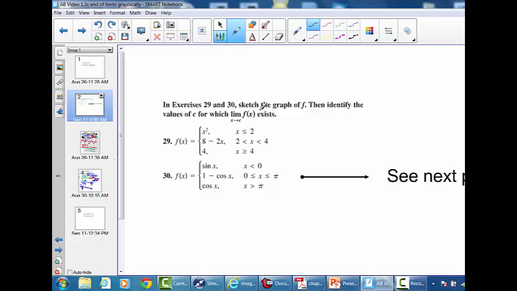Now notice what it's asking you is identify the value of c for which the limit as x approaches c of f of x exists. Now remember, this is a two-sided limit. The only way that's going to exist is if the two one-sided limits on either side of c exist. Now, sine x, 1 minus cos x, those basic graphs don't have any discontinuities whatsoever. The graph is smooth. So really, the only potential place they might not connect, and therefore the two limits on either side might be different, would be at 0 and at pi.